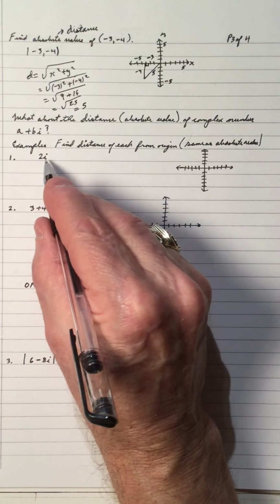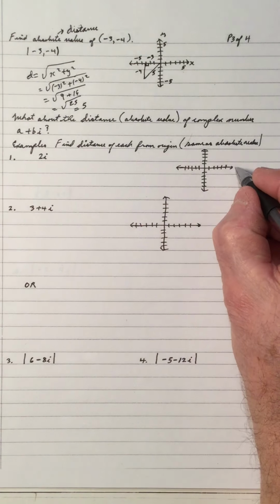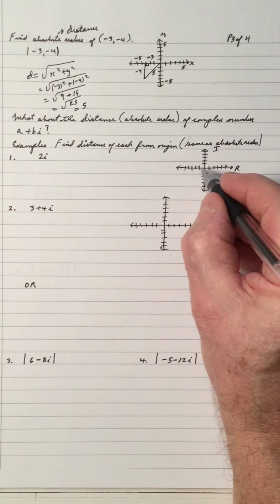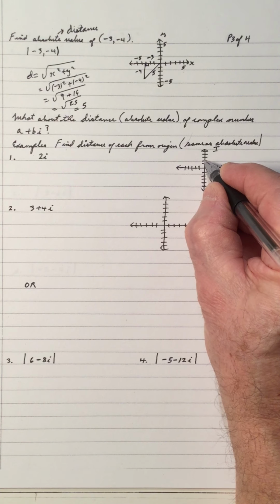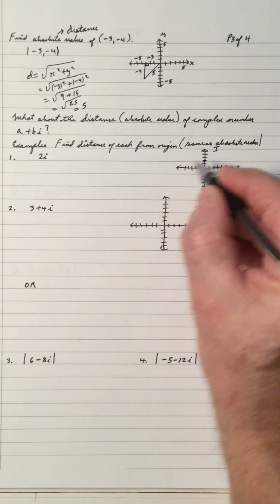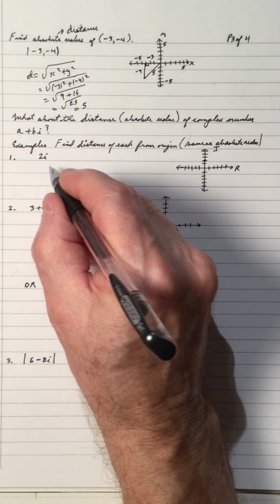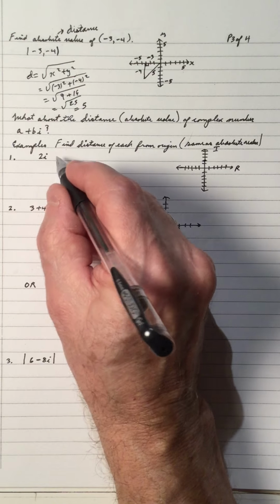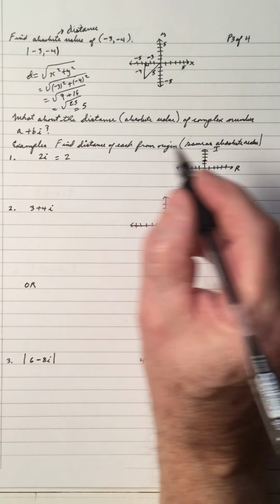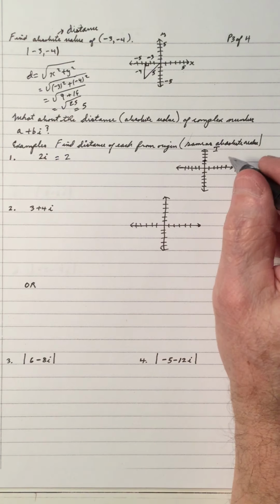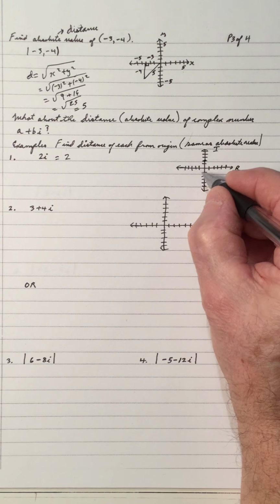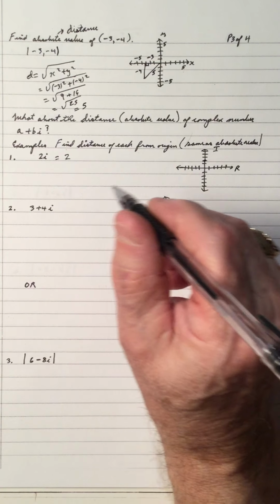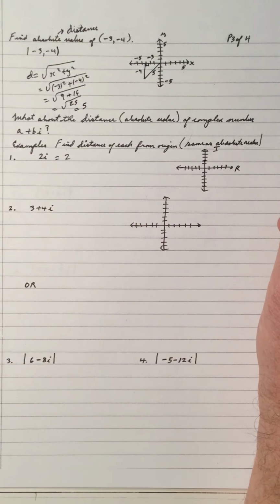What about the point 2i? If that's the reals, and that's the imaginary, the point 2i is right there. So for that point, the distance means the absolute value. So the absolute value of that point is 2. Notice we do not include the i. The i is not included when we do distance, so the distance is 2.